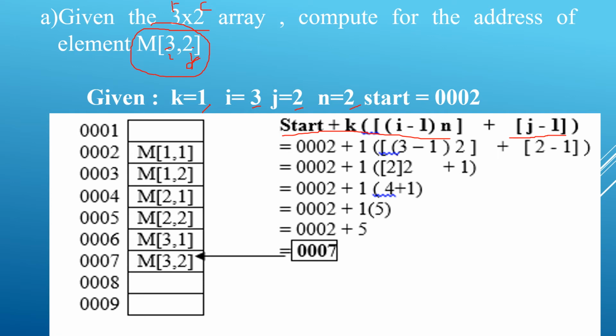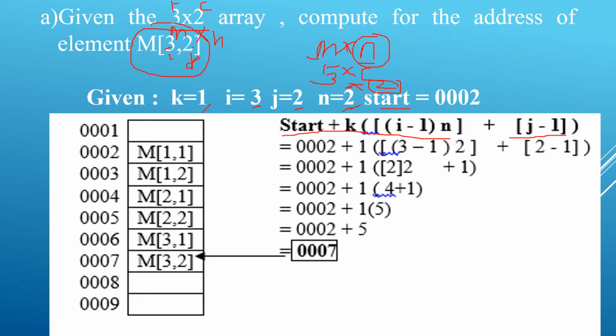Okay, so this is m by n. Remember, whenever we define the size of a two-dimensional array, that is m by n. So m pertains to rows and n pertains to columns. So we have 3 rows by 2 columns, so that is why the value of n is 2. And then start is the starting address of the first element of the array.